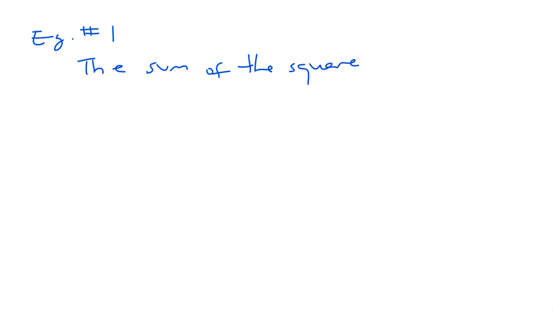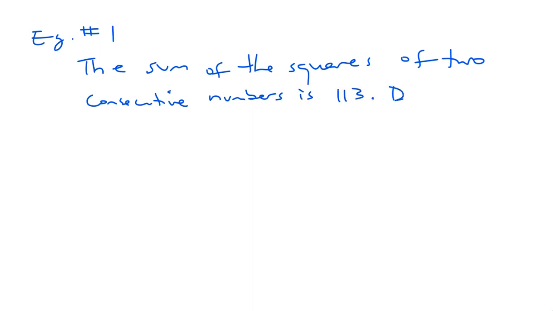Okay, so let me go to an example. I'm going to do two examples with you for solving equations. So example number 1 goes like this. The sum of the squares of two consecutive numbers is 113. Determine the numbers.